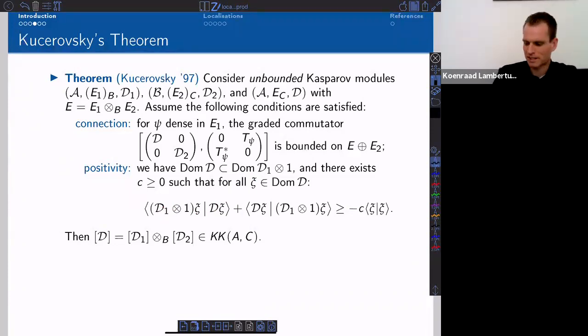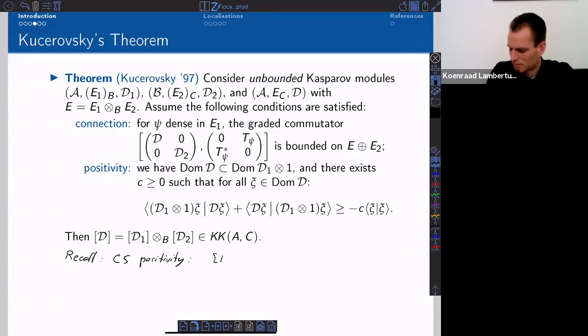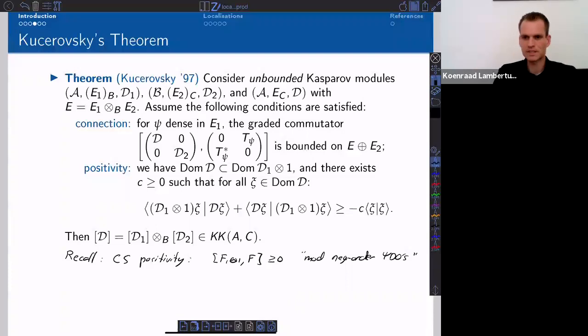So let's briefly compare this with what Connes and Skandalis did. The positivity condition from Connes and Skandalis, if I paraphrase this a little bit, roughly requires this commutator between F and F1 to be positive. And in the context of pseudo-differential operators, let's say positive modulo negative order pseudo-differential operators, roughly speaking.